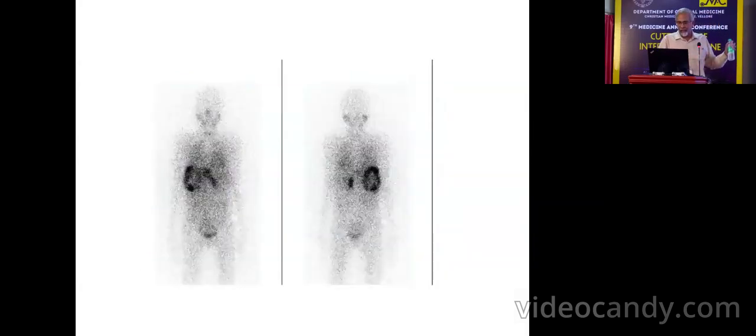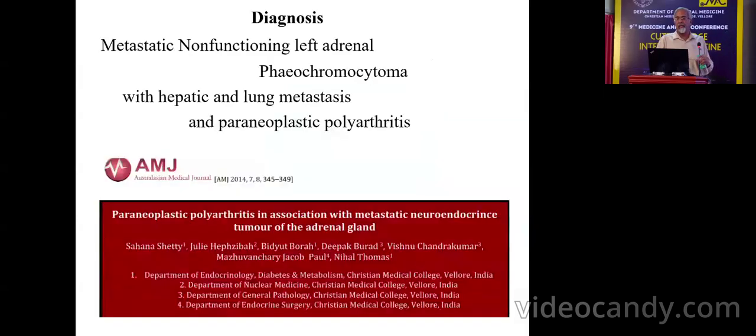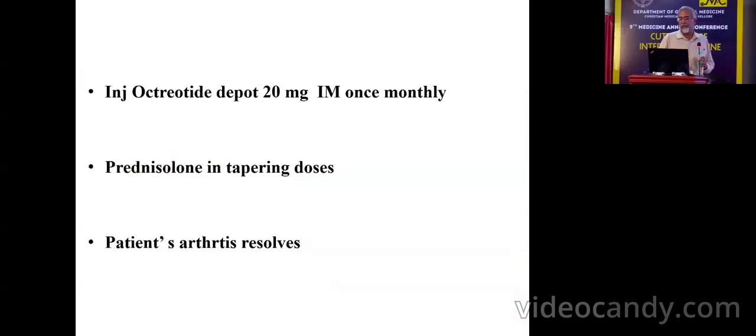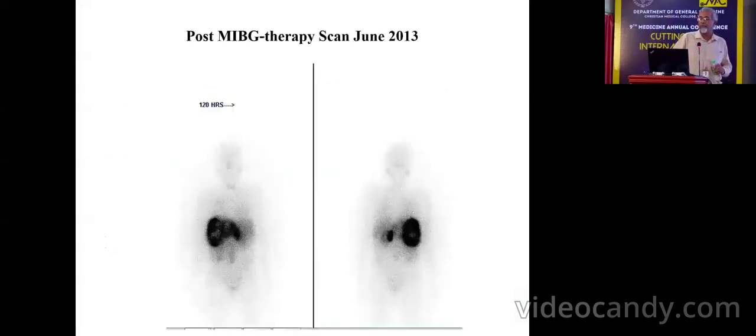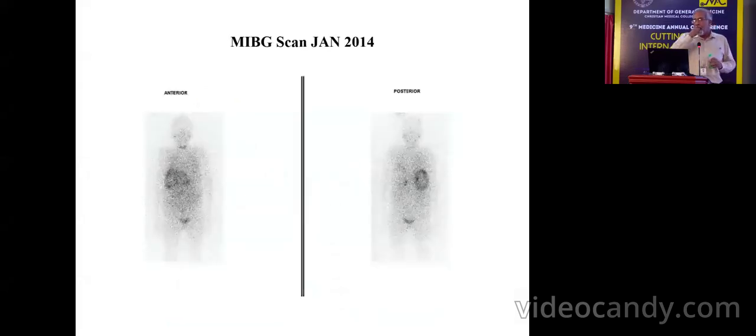And this is the isotope scan, MIBG, which was done. So basically a catecholamine producing lesion. Perhaps I shouldn't be calling it a pheo, with hepatic and lung metastasis and paraneoplastic features. She was given this treatment: glucocorticoids, octreotide. She had a full arthritis workup, by the way, from an autoimmune perspective. This is the initial MIBG scan. Subsequently, you can see a remarkable resolution with isotope therapy. This is the beauty of multidisciplinary treatment.